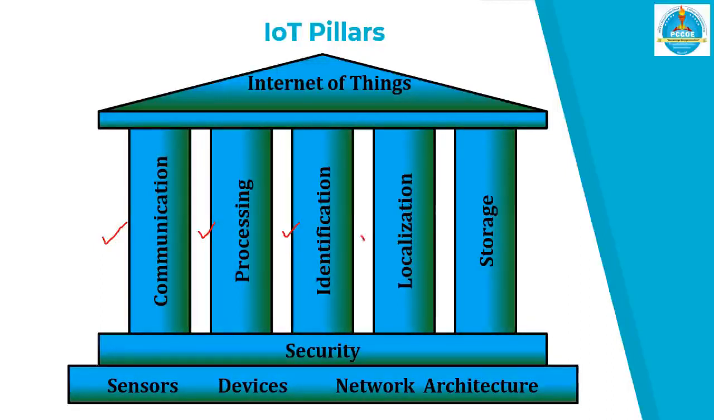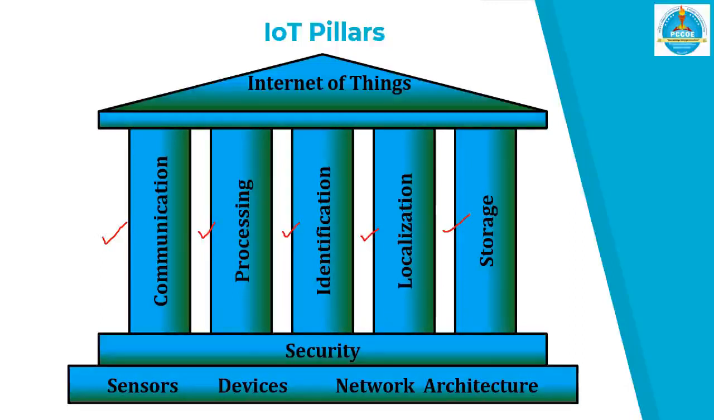Next, localization. Each device can be localized with the help of different sensors. Just like a GPS sensor is capable of localizing the device and finding out its actual position. And finally, the fifth pillar is related to storage. If the IoT platform is going to process the information coming from the sensors, there should be an onboard storage facility. Once it is stored, at any instant of time the data can be broadcast onto the cloud.